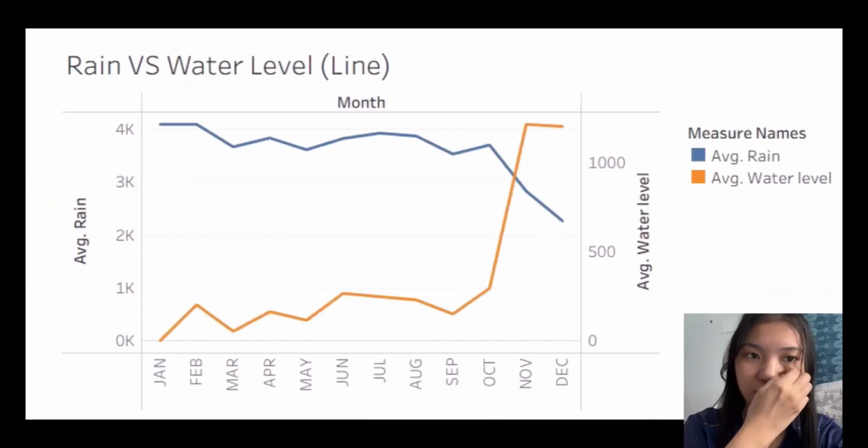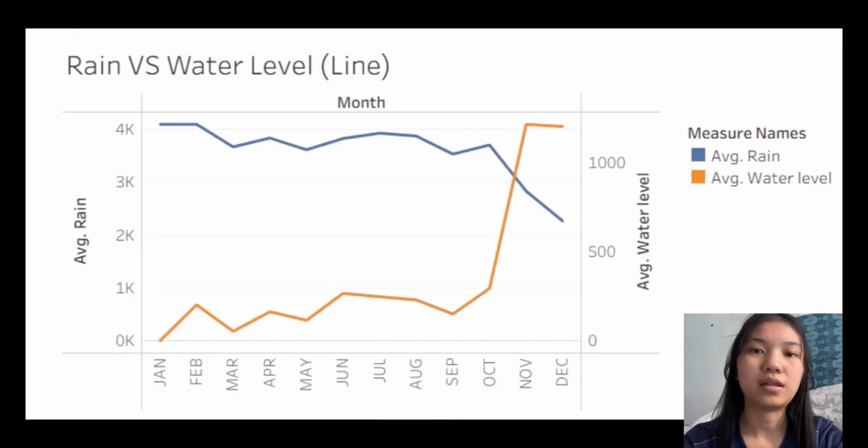The next one, number 4, is a dual axis chart. The dual axis chart shows peaks in rainfall followed by increases in water level over time. In several instances, the rainfall rises first and the water level increases shortly after, indicating a time lag effect. This temporal pattern strengthens the interpretation that rainfall events directly contribute to the tunnel water level rise.